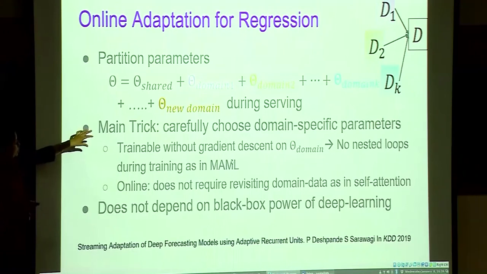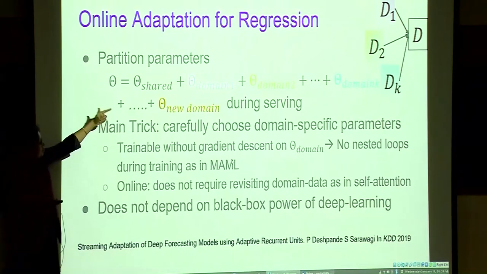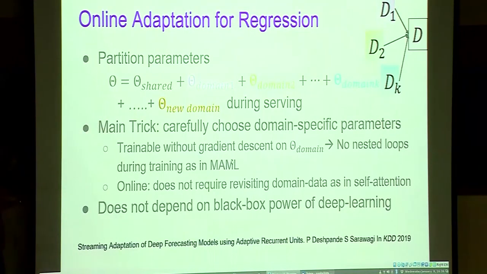So what we want to do is carefully choose the domain specific parameters so that you can train them without gradient descent, which is iterative and through which gradients cannot flow to the shared model, the outer model, the meta model. And also we wanted this procedure to be online. And that we were able to successfully do for regression tasks.